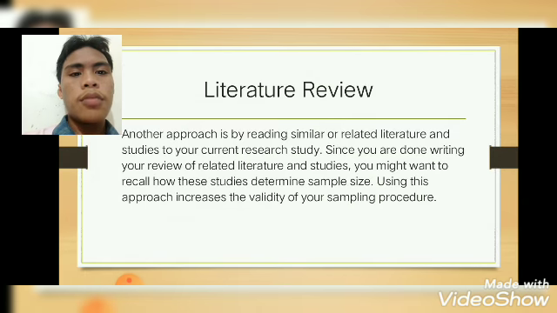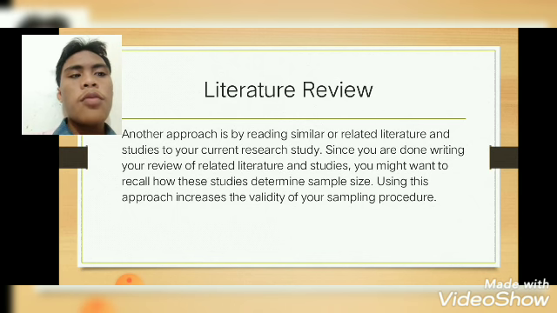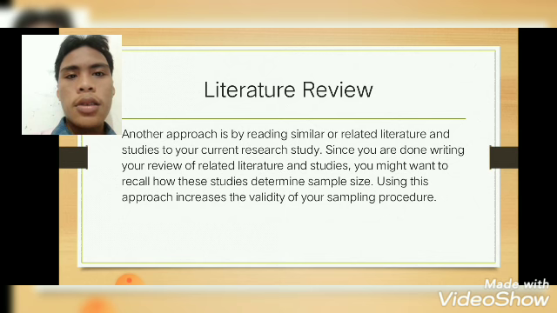Next, literature review. Another approach is by reading literature and studies similar or related to your current research study. Since you are done writing your review of related literature and studies, you might want to recall how these studies determined sample sizes. Using this approach increases the validity of your sampling procedure.